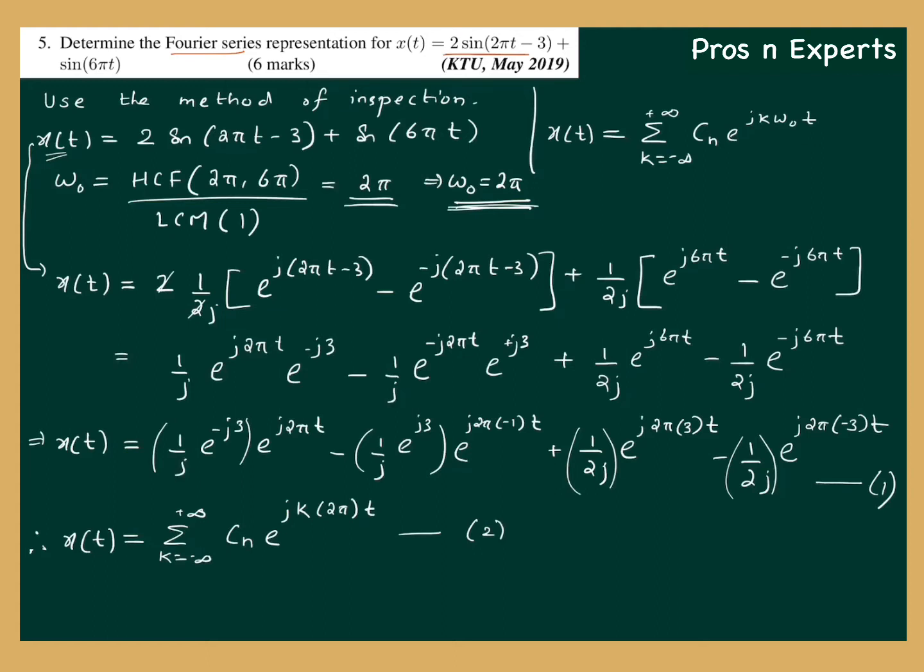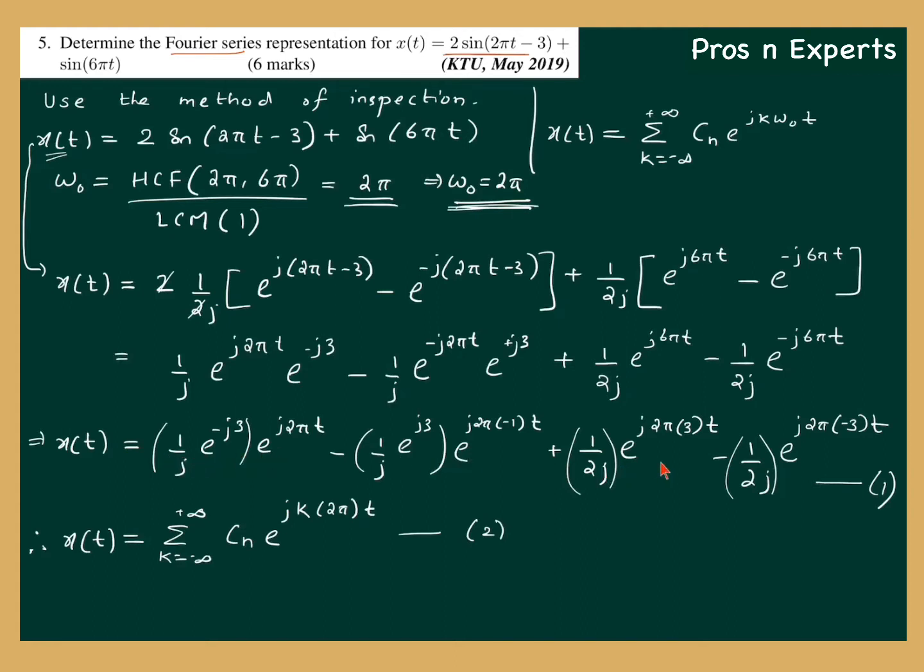Now let us start the method of inspection. You examine equation number 1 and equation number 2. Equation number 2 has a complex exponential signal scaled by a scalar value Cn. This is a signal. This is not a signal. Now, examine equation number 1.